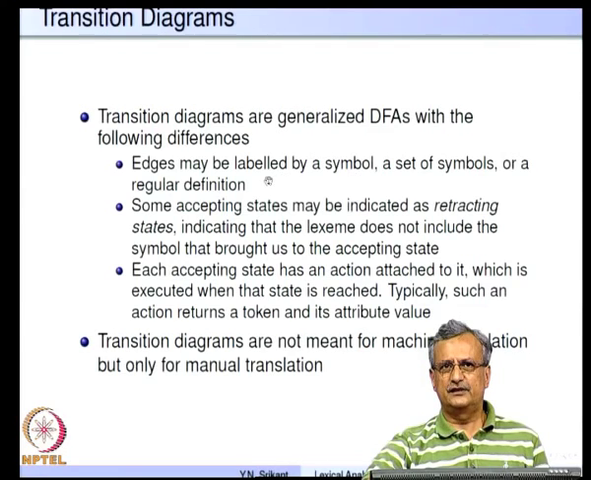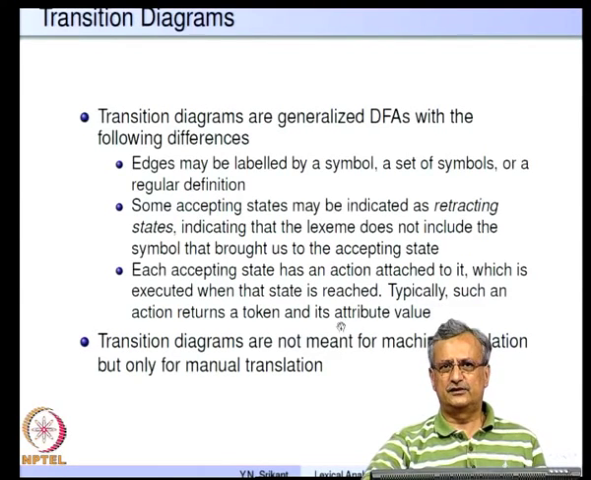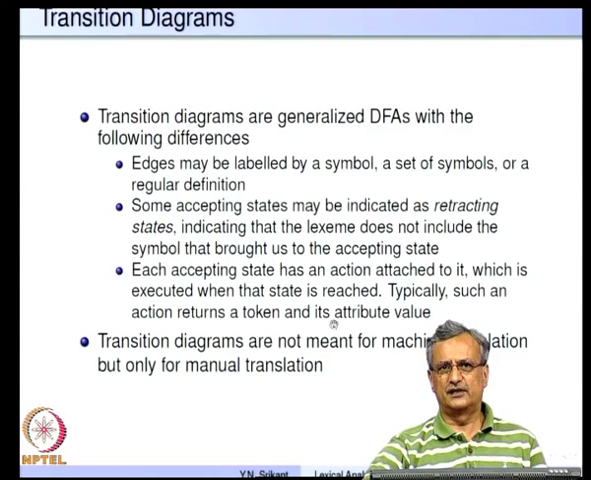So, they are generalized DFAs, edges may be labeled by a symbol, a set of symbols or regular definition. Some accepting states may be indicated as what are known as retracting states, indicating that the lexeme does not include the symbol that brought us to the accepting state. This will be clear when we go through the example. Each accepting state has an action attached to it, which is executed when the state is reached. Typically this action is used to, for example, evaluate a string of bits or digits to produce its value, or it can be used to search a table of reserved words and produce its code, etcetera.